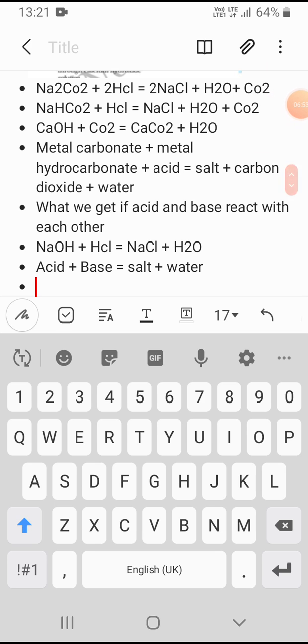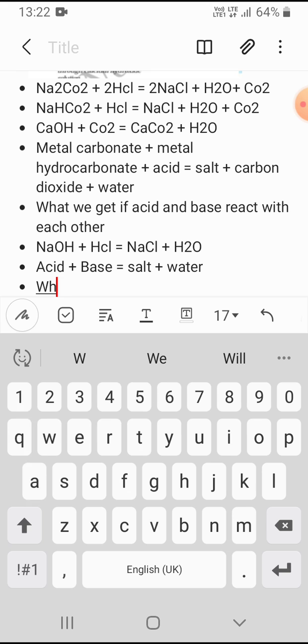Now you learned that if metal hydrogencarbonates or metal carbonates react with acid, we get water, salt, and carbon dioxide. Like that only, if they give acid and base in an exam, you will get water and a salt, depending on the equation they have given.